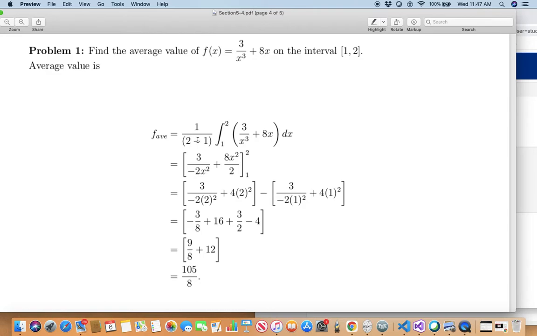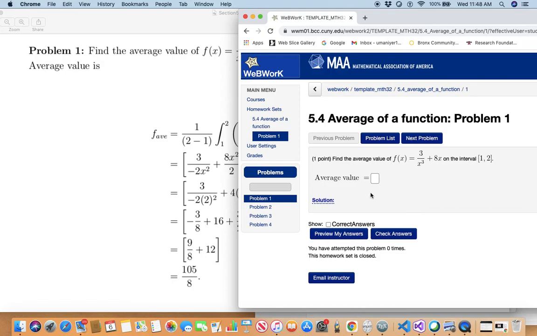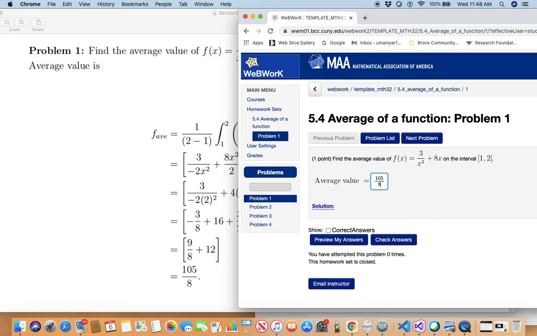So notice 2 minus 1 is simply 1. So this fetches me just a 1 there. That's why it's not written over here. So now you are going to simply substitute 2 for x, substitute 1 for x, calculate, and that's my final answer. 105 divided by 8.